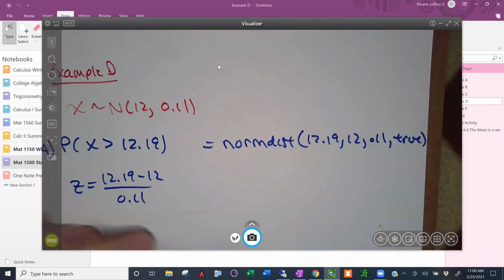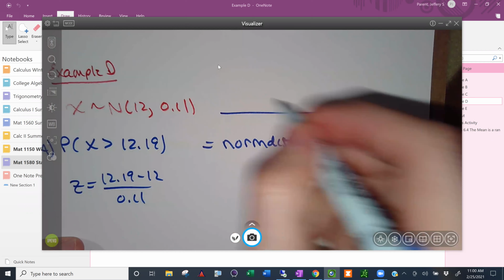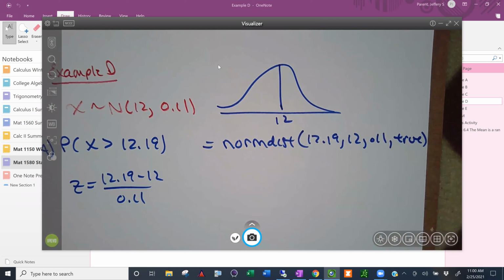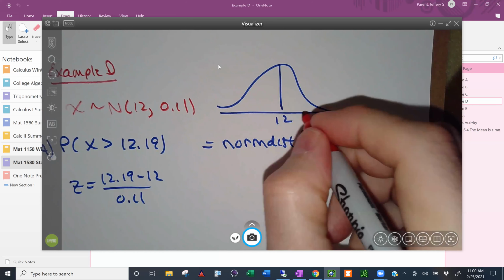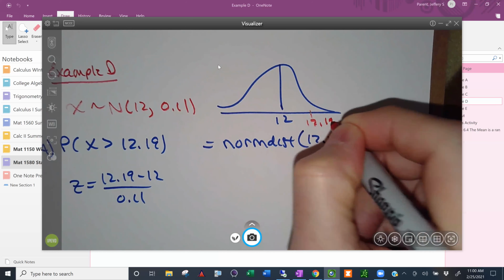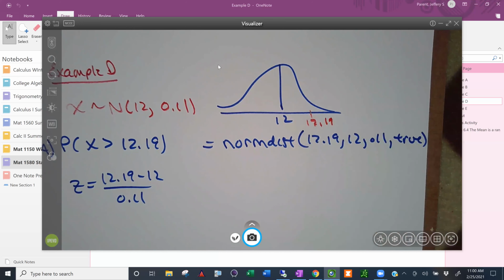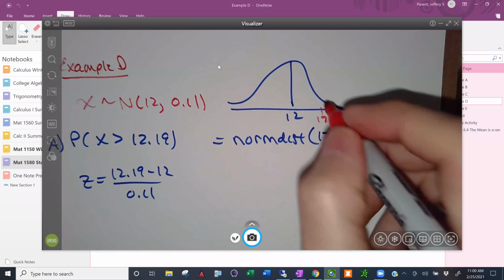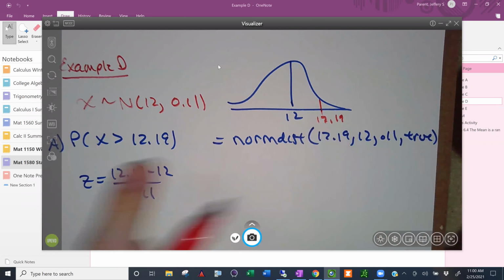And maybe I should draw this here. That center value would be 12. Then 12.19 is here. What area should I shade for 12.19, or X is greater than 12.19? Do I want the area to the left or the area to the right? Which one should I shade? To the right. To the right, good.